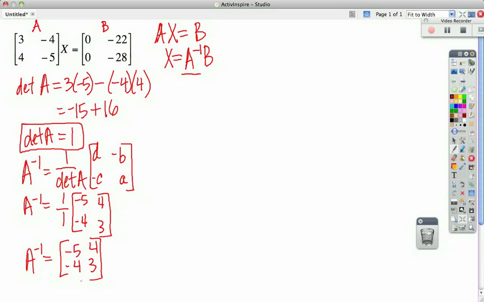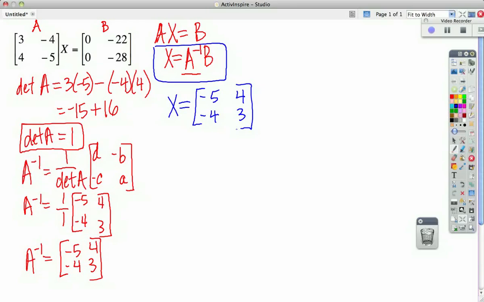So now to solve the actual equation, we're going to use this right here. To solve for x, we have the inverse of A. And in this case, the inverse of A was -5, 4, -4, 3. And to that, we're going to multiply matrix B. In this case, matrix B is 0, -22, 0, -28. So you multiply those together.